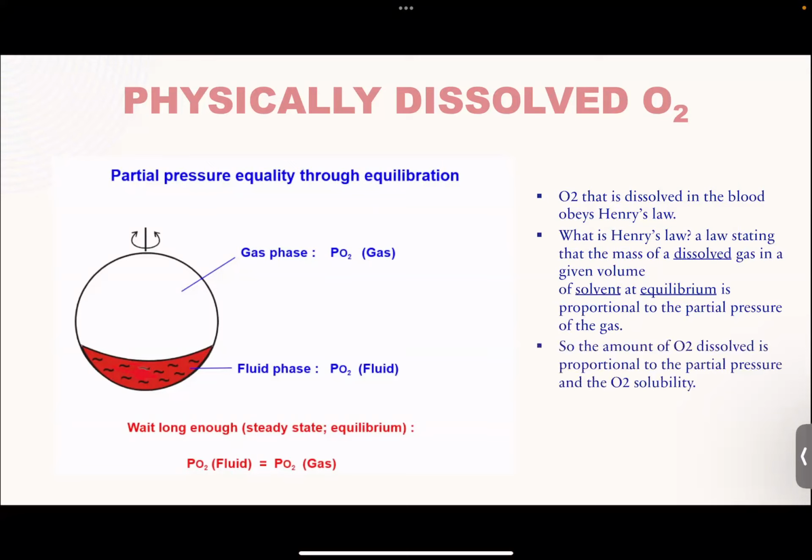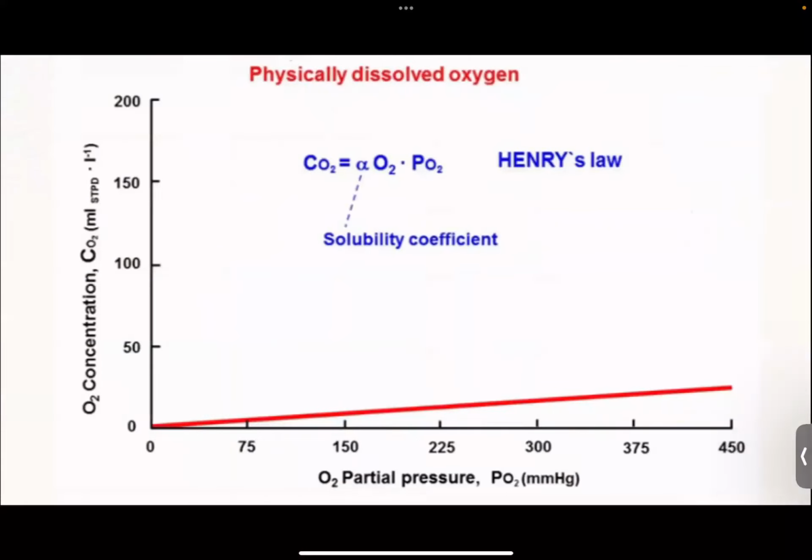So the amount of oxygen dissolved is proportional to the partial pressure and the solubility. Because other than the pressure, if your fluid, if your solvent is not readily absorbing the oxygen, that is also going to affect how much oxygen is going to be there, right? So there's two things, partial pressure and oxygen solubility. So this is just the equation showing Henry's law. Concentration of O2 is equal to the solubility coefficient of O2 multiplied by the partial pressure of O2.